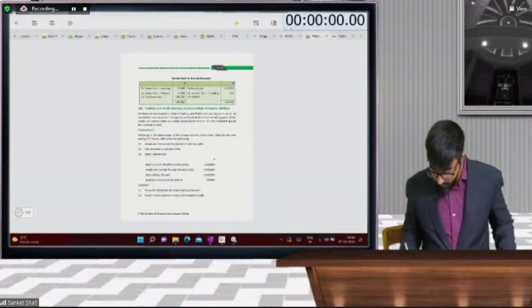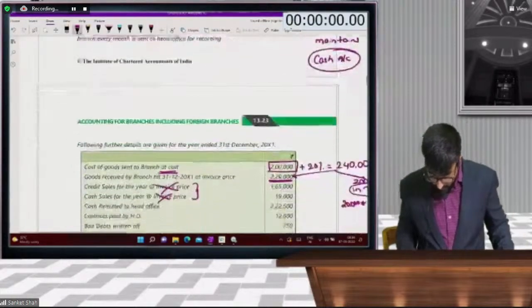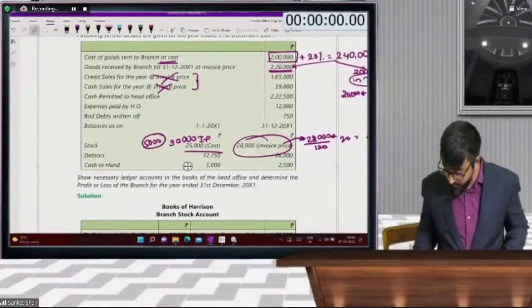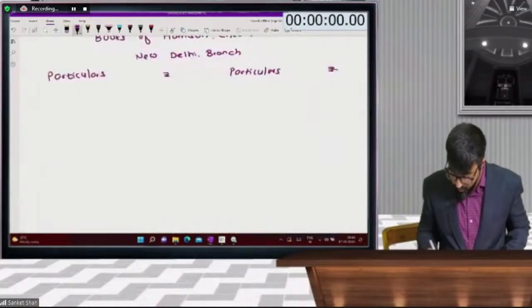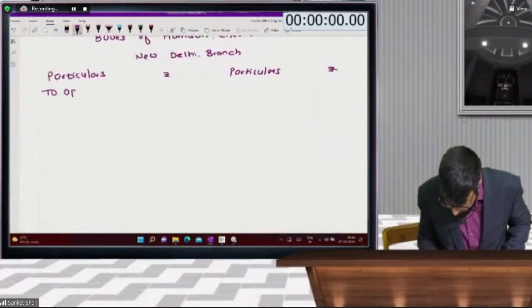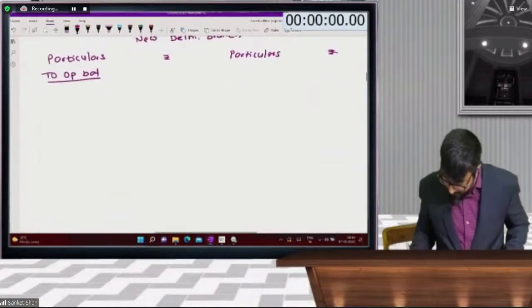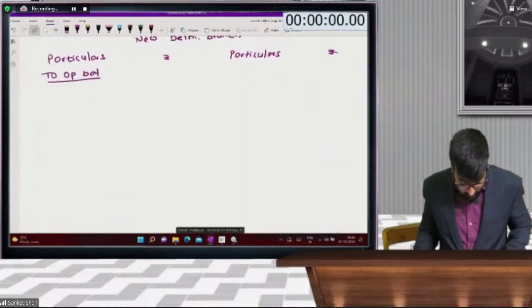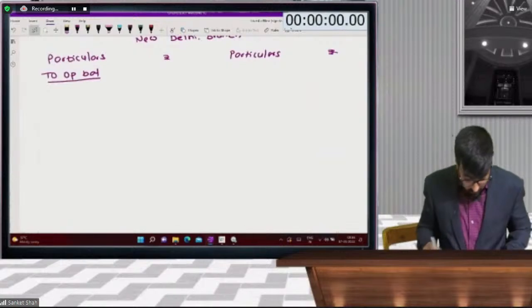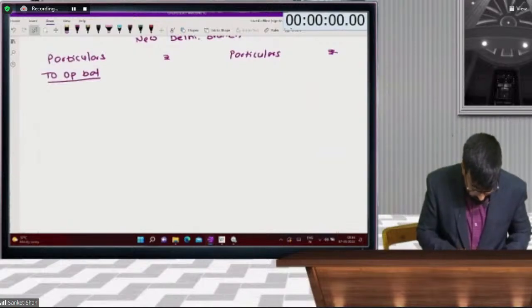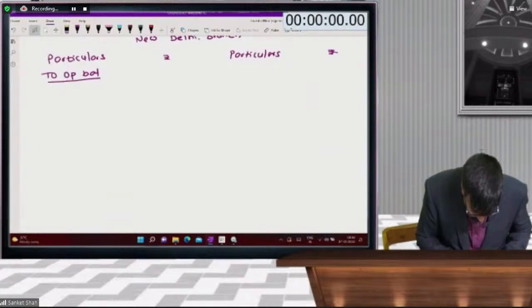One by one. Cost of goods sent to branch. Now, first we will write all opening balances. What is the first step? To write opening balances.